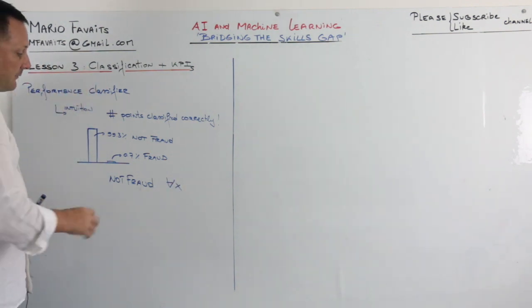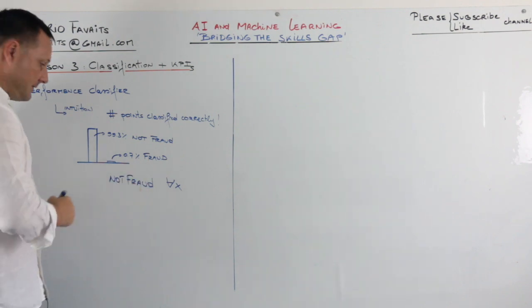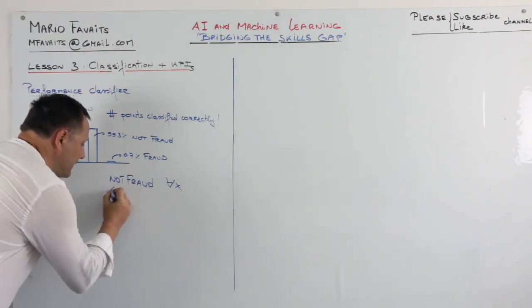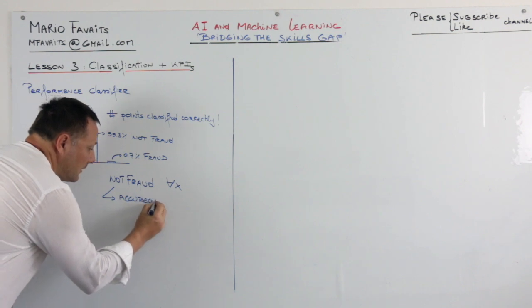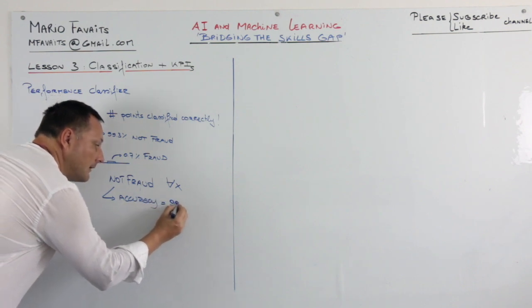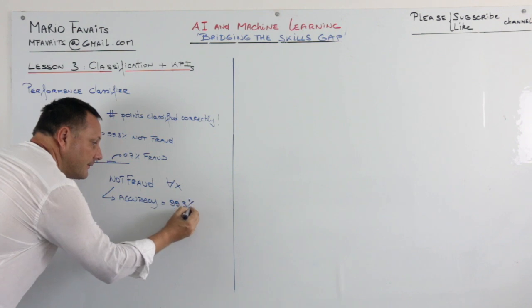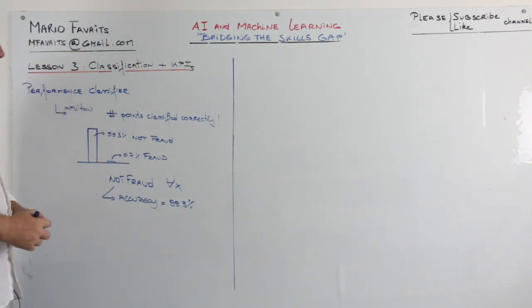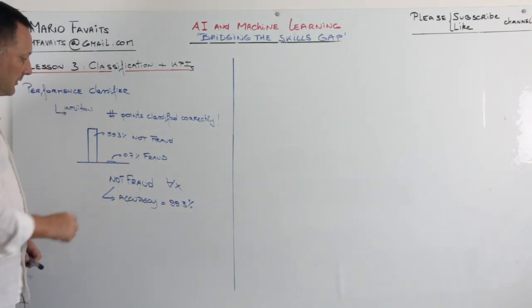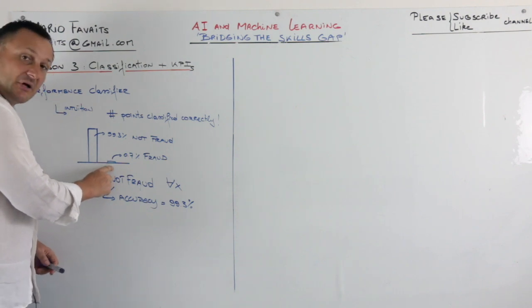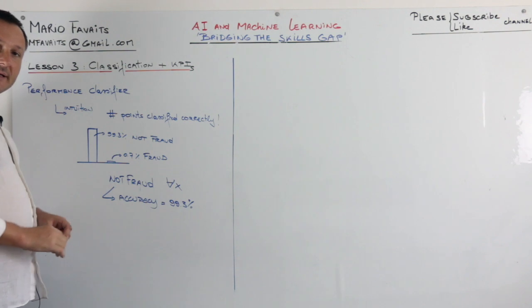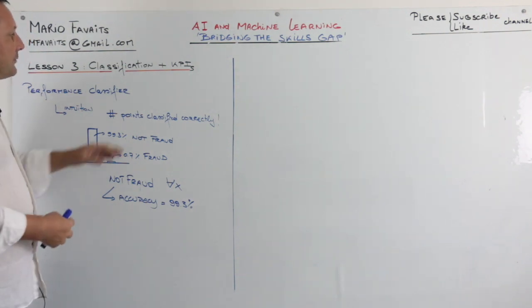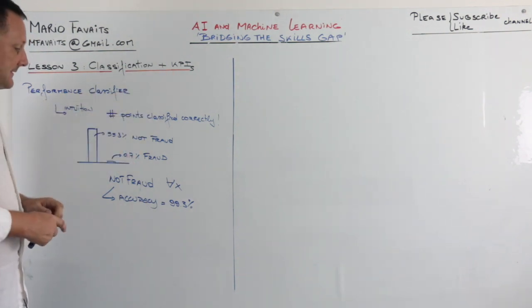And when the classifier is doing it, the accuracy equals 99.3%. And obviously it's not what we want. We want to get an idea about these ones. So we want to classify these ones correctly. So that's why we need more KPIs for classification.